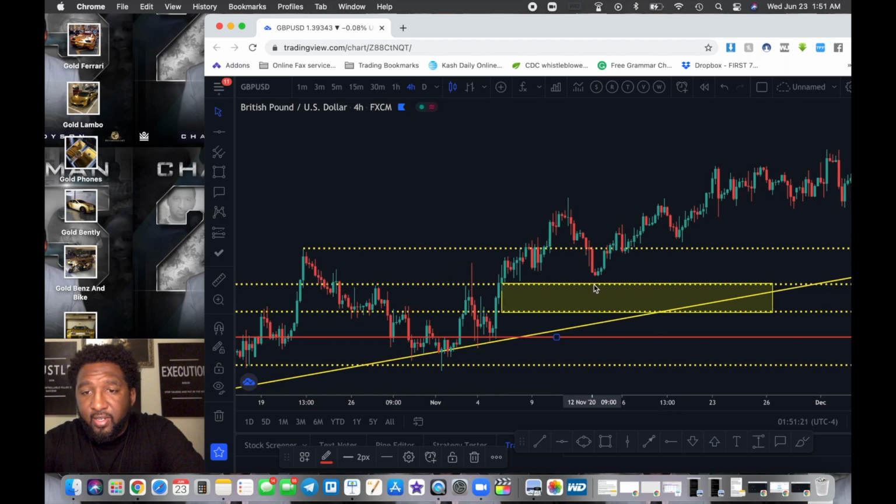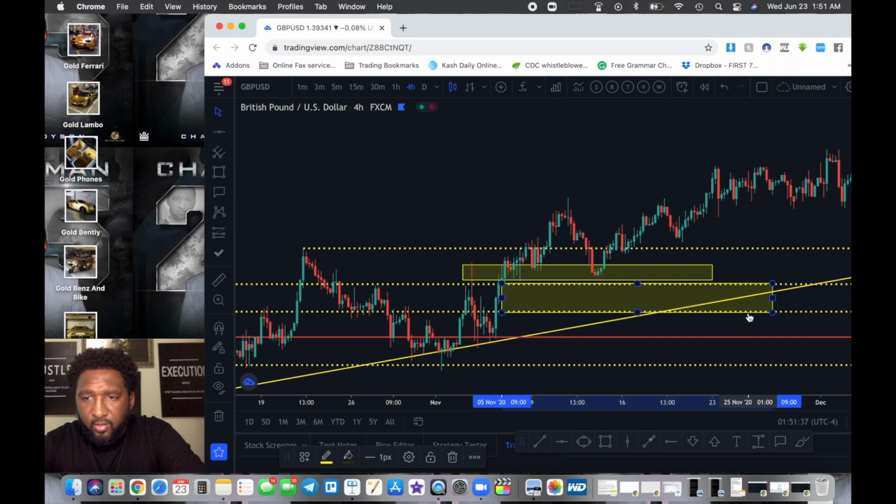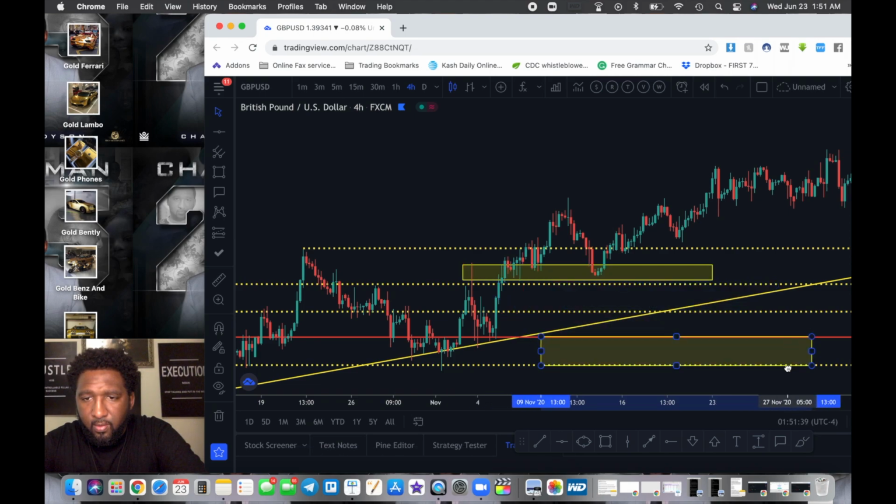And as you can see, it did not come back to that area. Why? Because remember, these wicks matter. It threw a wick here. We got some wicks down here. Let's move this for a second. Okay, so that's what it respected. It didn't have to, but that's what it chose to respect. That's what the market chose to respect.